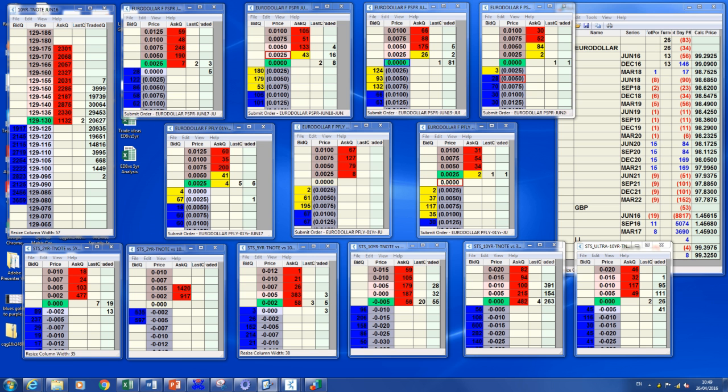What I'm going to do is I'm going to make this a 1 lot. And I'm going to make this 1 lot.